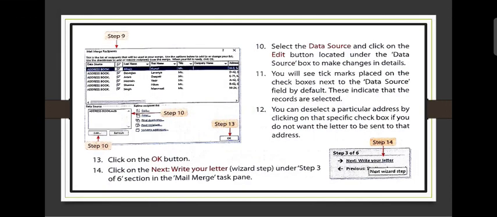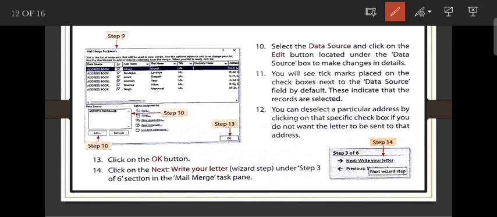Here you can see step number 9 is here, and you can see all the recipients' data is here, which we have already added. Next is to select the data source and click the Edit button under the Data Source box to make changes in the details.